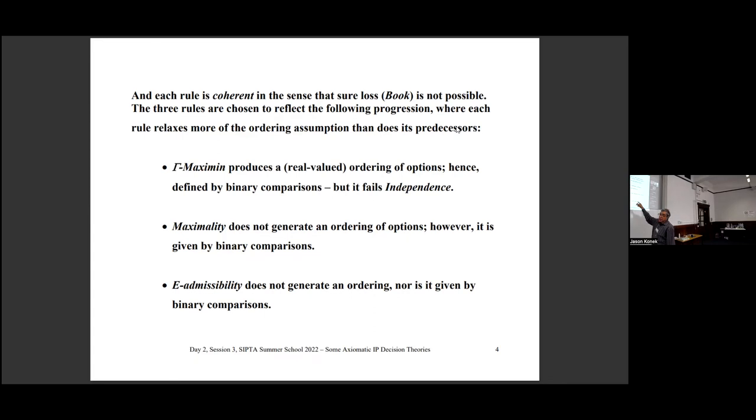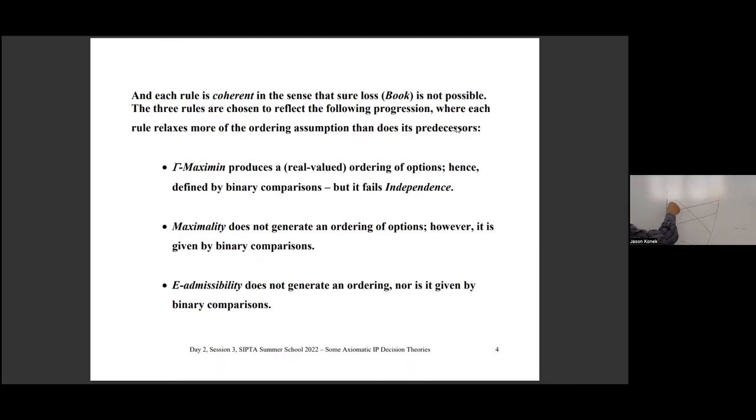Maximality. It doesn't generate an ordering. It satisfies alpha, it satisfies gamma, but not beta, because A and B may both be admissible in a pairwise choice, and B and C may both be admissible in a pairwise choice, but A and C may have only one maximum. I'll draw a picture of that. It's not mysterious. Binary states, two states, are sufficient for many of these. A, B, C.